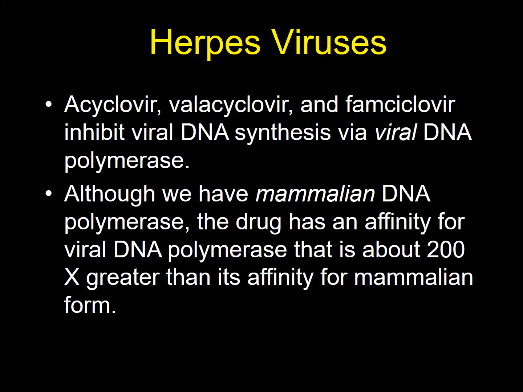Okay, so these are your drugs: acyclovir, valacyclovir, and famciclovir. Acyclovir is marketed as Zovirax. Valacyclovir is Valtrex, and famciclovir is marketed as Famvir. And they all do the same thing. They inhibit DNA synthesis via viral DNA polymerase. They inhibit cellular replication. Remember, we said there's a couple different ways that you can interfere with viral replication, and one of them is to block new viral DNA so that you can't make daughter cells.